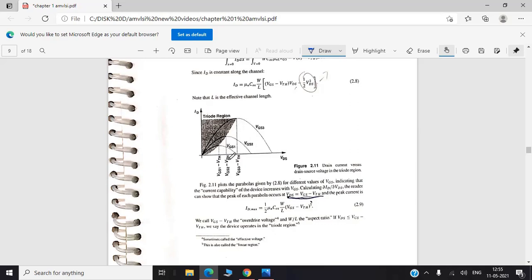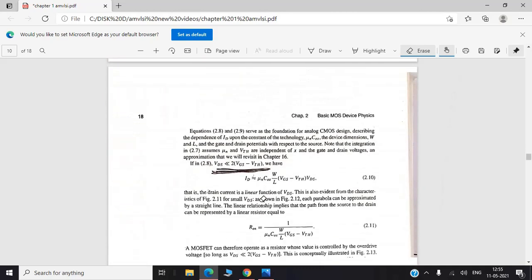So this is VGS1 minus VTH, this is VGS2 minus VTH, this is VGS3 minus VTH. So the total ID max will be given by 1 by 2 mu n COX W by L (VGS minus VTH) the whole square. This one you guys have studied, you have used it in your CMOS also. The same thing, we are just deriving it here.